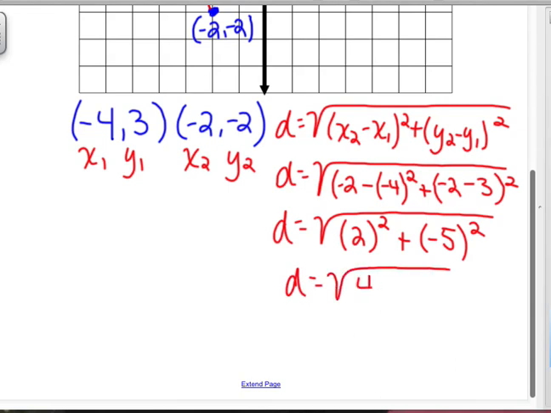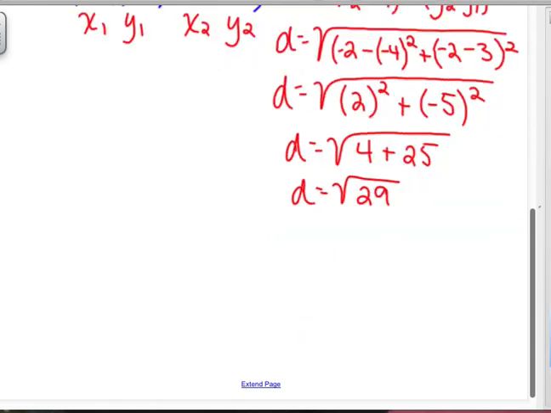2 squared is 4. Negative 5 squared is positive 25. 4 plus 25 is 29. Square root of 29, 5.4. Final answer, 5.4 units.